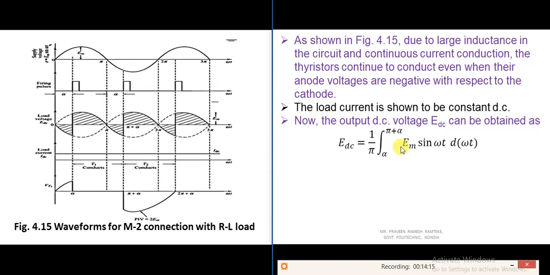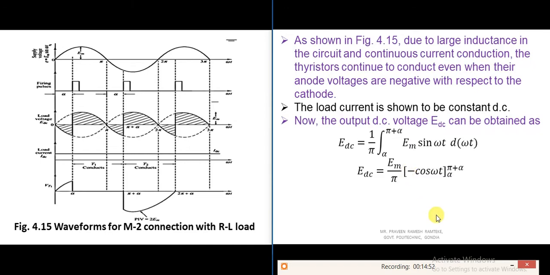Now when the SCR is conducting at the firing angle alpha, we are getting output when the SCR is triggered. So alpha can be 0 degree, 1 degree, 2 degree, 3 degree, up to 180 degree. So we have to integrate values from alpha to pi plus alpha. Why is pi plus alpha considered? Because the thyristors will continue to conduct even when the anode voltages are negative with respect to cathode. That's why pi plus alpha.